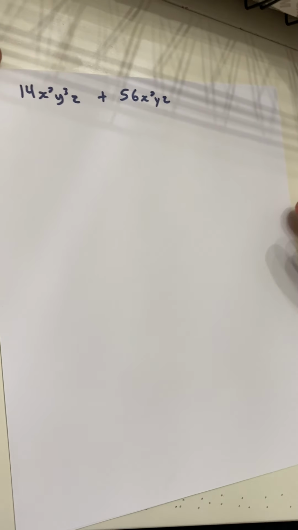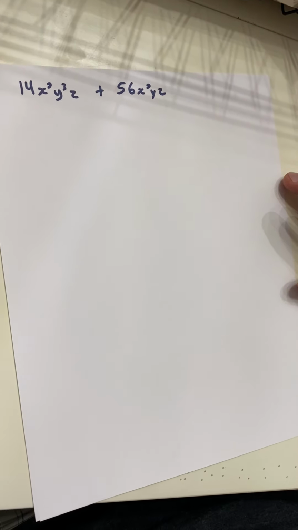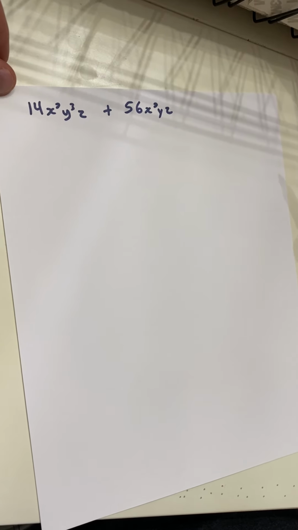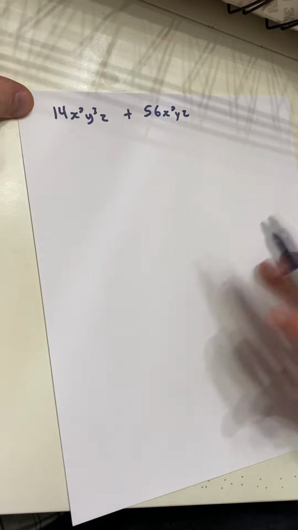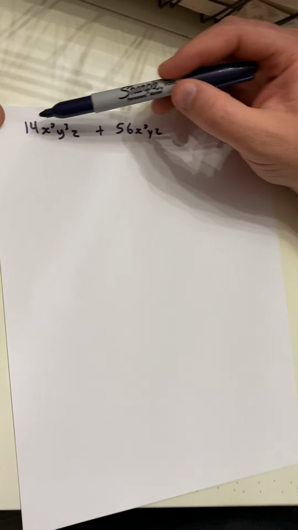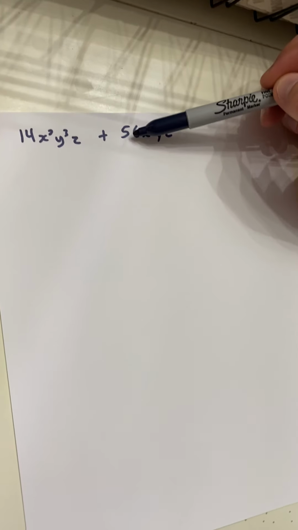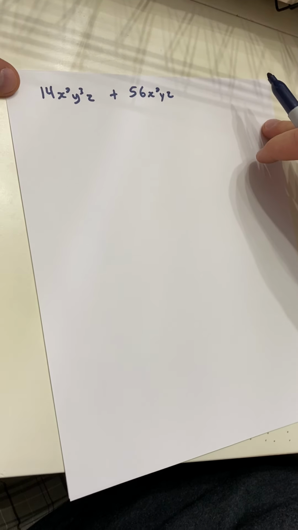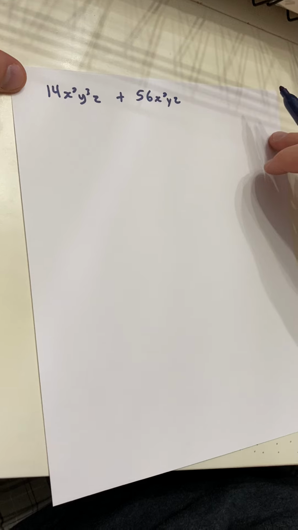Hey, Phoebe. So I'm going to show you how I would teach this to students in Canada. So this is how we would do it here. The first thing we would do is look at the coefficients, 14 and 56, and try to find the greatest common factor of 14 and 56.